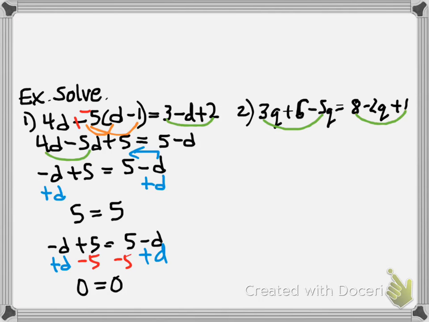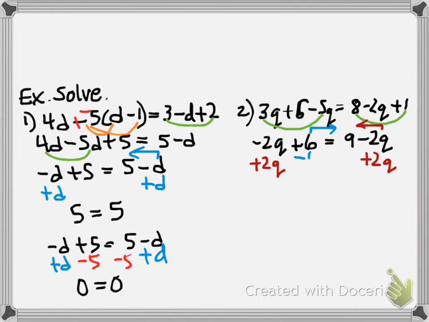Okay. So when I combine up my like terms, 3q take away 5q is negative 2q. And then I write out the rest. And 8 plus 1 is 9. And this time I'm going to do both steps at the same time, showing that strategy. So again, I want my q's to go to the left, so I'm going to add 2q to both sides. And I want to get my constants to the right, so I'm going to subtract 6 from both sides.